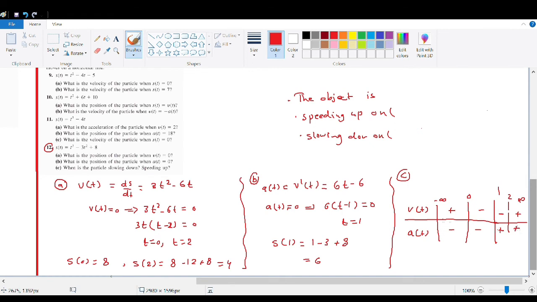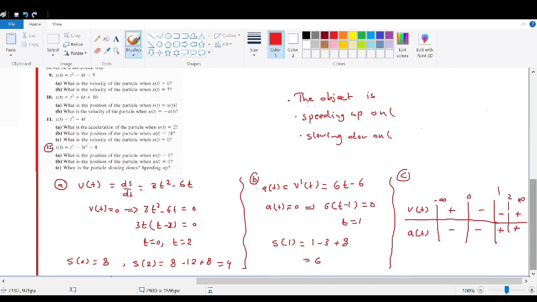So we see that for the interval from minus infinity to 0, one of them is positive and one is negative, so the object is slowing down. For the interval from 0 to 1, both of them are negative, so the object is speeding up. For the interval from 1 to 2, one is positive and one is negative, so the object is slowing down. For the interval from 2 to infinity, both are positive, so the object is speeding up.